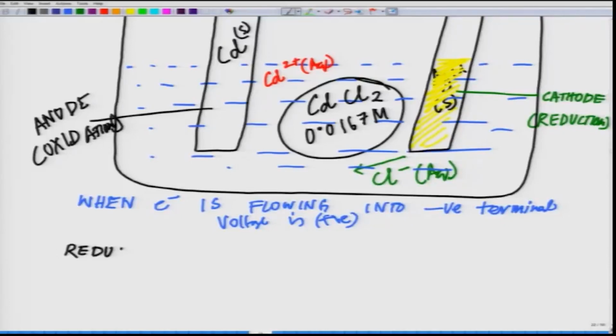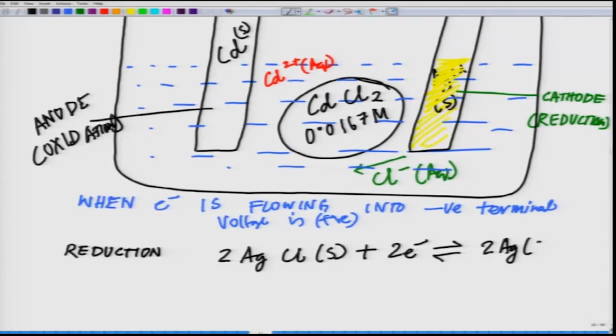So there are two reactions which are happening, and mind it, there is no semi permeable membrane here. So there is a reduction reaction where 2 AgCl, which is solid, and you always have to mention which is solid and which is aqueous, plus 2 electrons, which are traveling from cadmium after cadmium gets oxidized, make 2 Ag, which is solid, plus 2 Cl minus, which is aqueous.